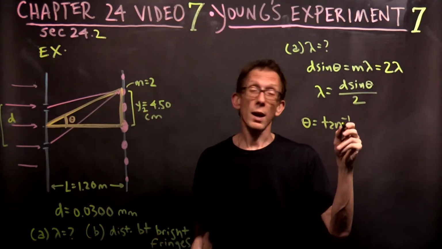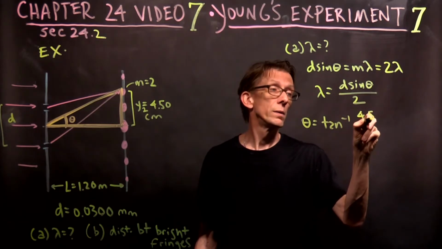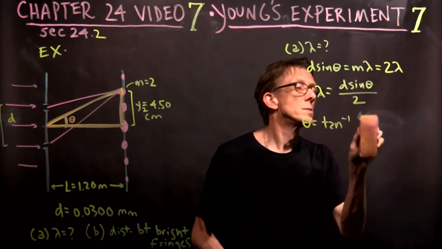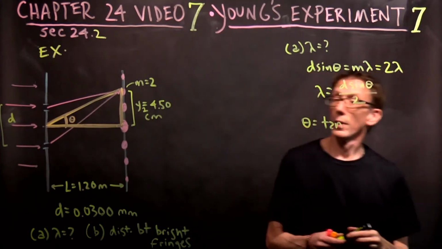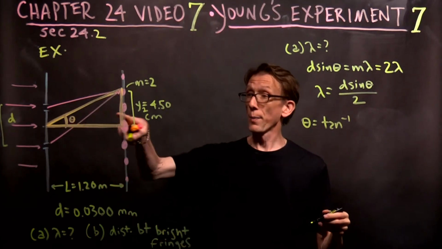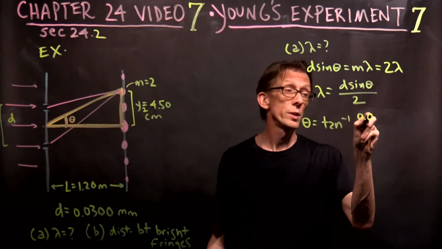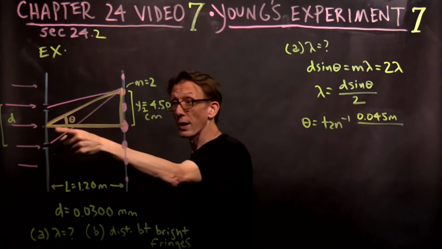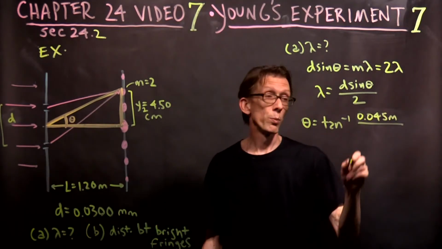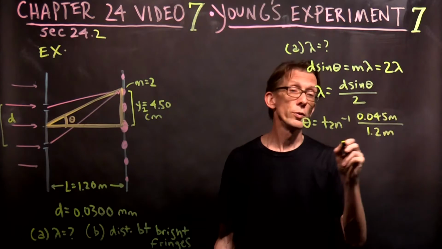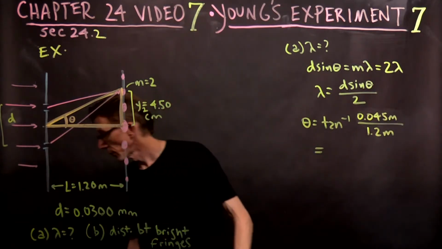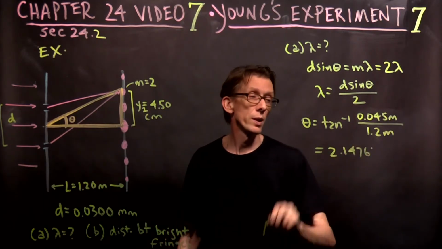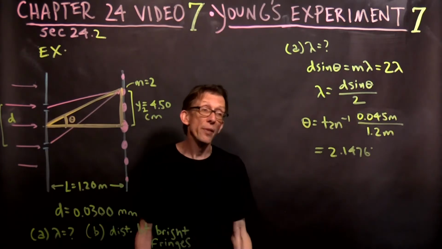Opposite is 4.5 centimeters. Actually, I'm going to write that as 0.045 meters, divided by L, the adjacent, which is 1.2 meters. And when you do that math, you get theta equal to 2.1476 degrees.